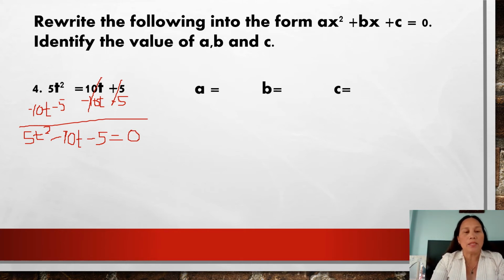So, that is now the standard form of that equation. 5t squared minus 10t minus 5 is equal to 0. Now, you can identify the value of A. A is 5. B is negative 10. And then C is equal to negative 5. Okay, next one.